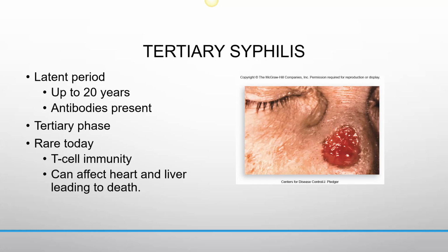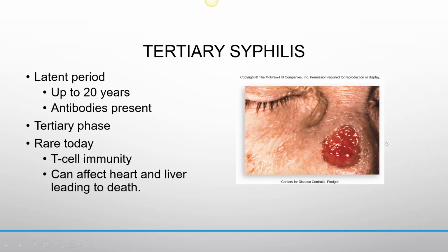Tertiary syphilis, after a latent period of up to 20 years, you have antibodies present, so you can test positive for syphilis this whole time. After a period of time, which can last up to 20 years again, you have this tertiary phase. This is really rare today because of the diagnostic testing that we have, that can tell if it's syphilis or not. But T-cell immunity, and it can affect the heart and liver, leading to death.